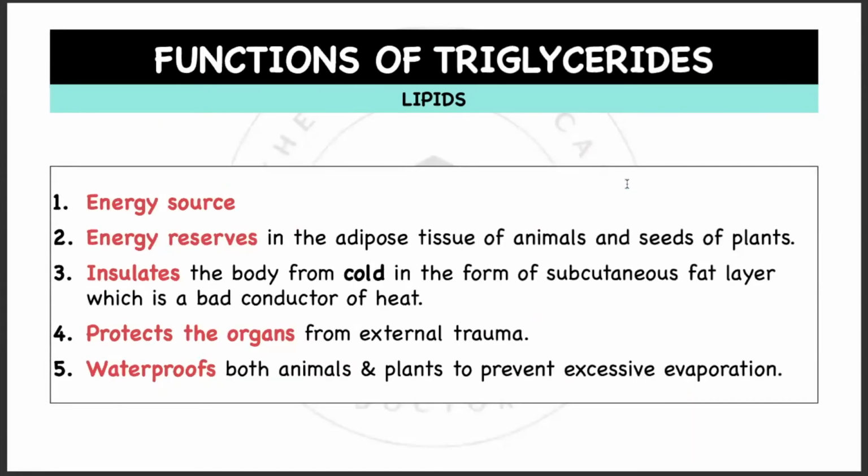Alright, so just some functions of triglycerides. So they act as energy source, and there are also energy reserves in the adipose tissue of animals and seeds of plants. So adipose tissue is the fatty tissue, and it insulates the body from cold in the form of subcutaneous fat layer, which is actually a bad conductor of heat. So it warms up the body. It protects the organs from external trauma, and it also waterproofs both animals and plants to prevent excessive evaporation.